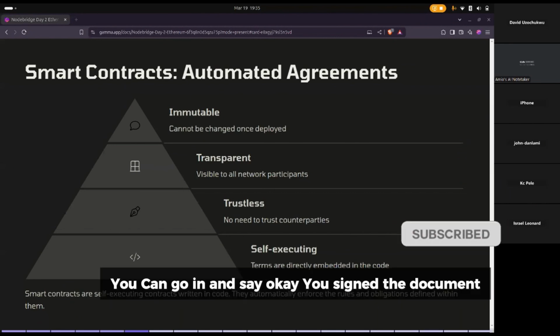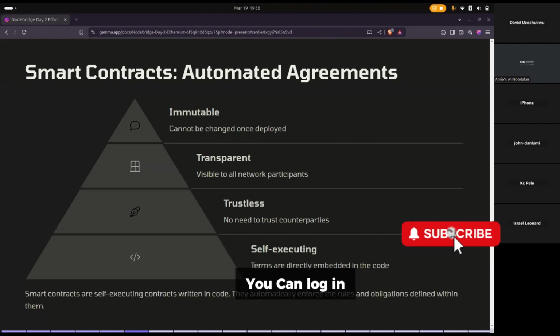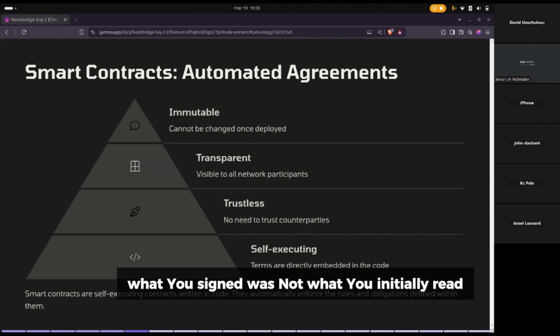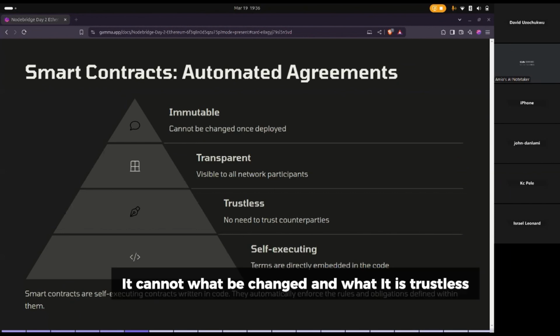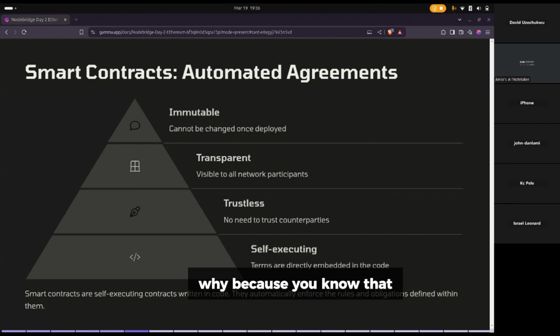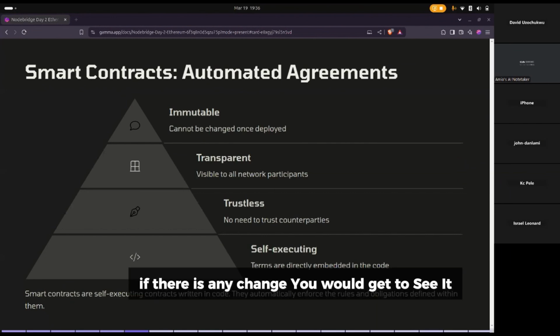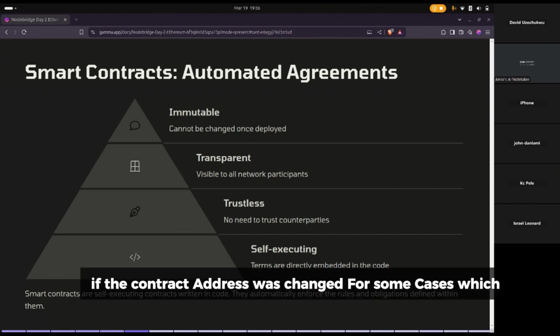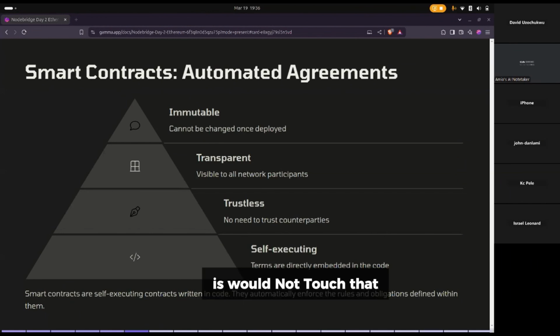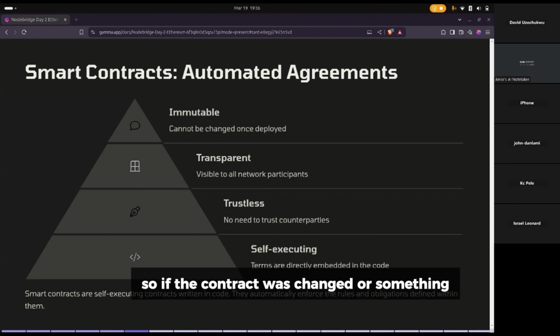In Web 2, you signed the document, but you can log in and then see that what you signed was not what you initially read. But with a smart contract, as long as it is there, it cannot be changed, and it is trustless. Why? Because you know that if there is any change, you would get to see it. If the contract address was changed, you get to see that this is not what we agreed upon. That is why it is trustless.